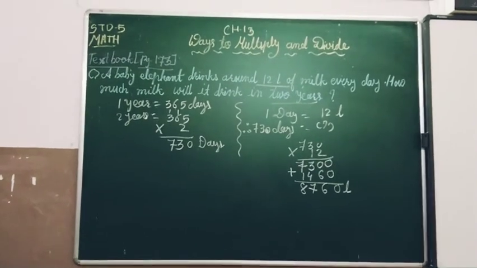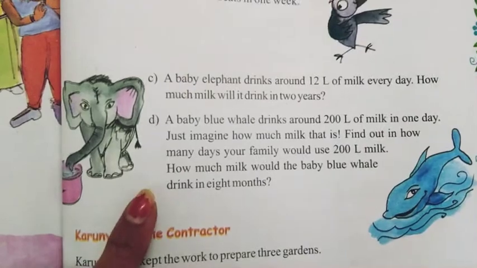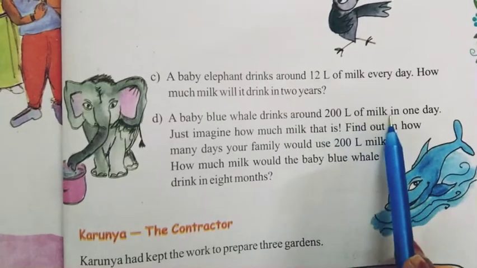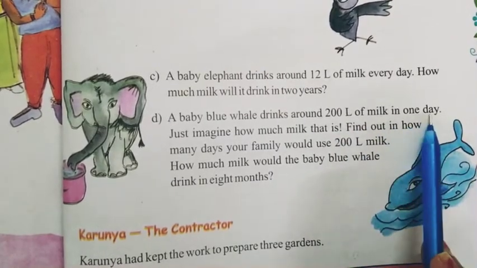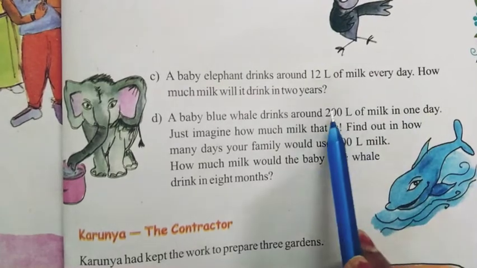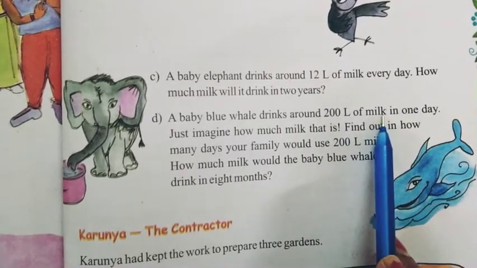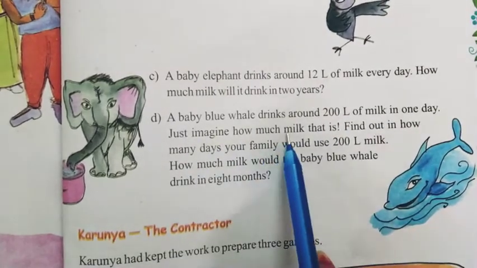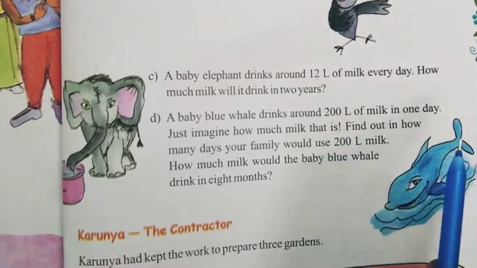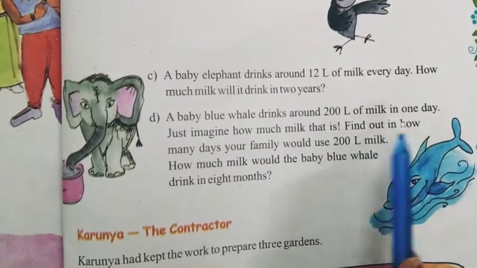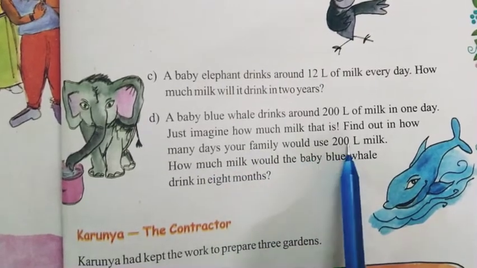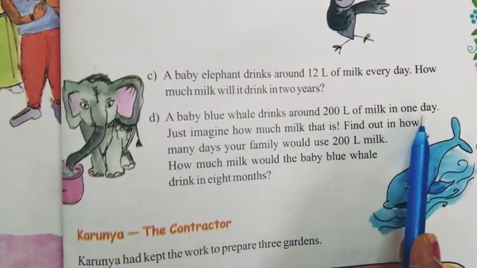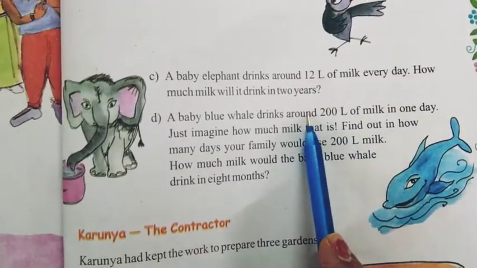Next question number D. A baby blue whale drinks around 200 liters of milk in one day. In one day, this whale drinks 200 liters of milk. In one day, 200 liters. Just imagine how much milk that is. 200 liters, kitna zyada. Find out in how many days your family would use 200 liters of milk. Baby whale drinks 200 liters of milk in one day. Wo ek din mein hi itna zyada milk pee jati hai.